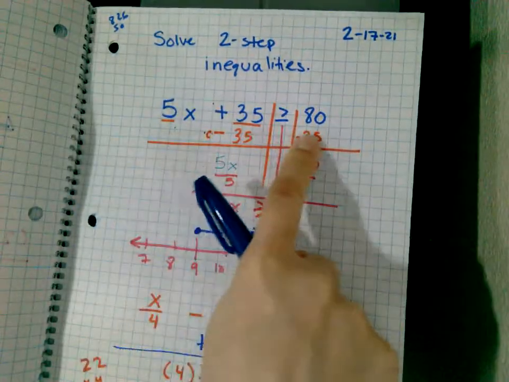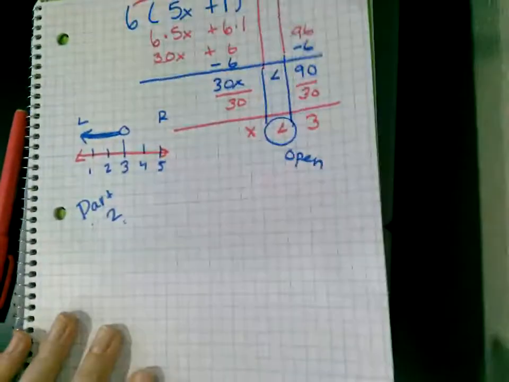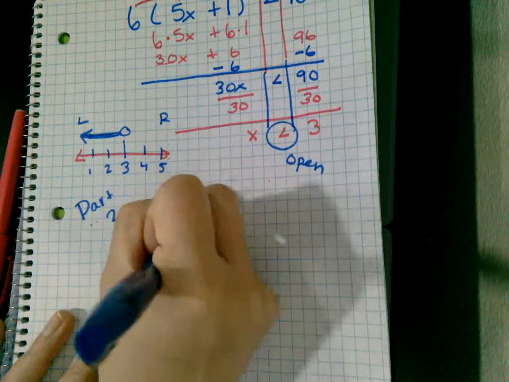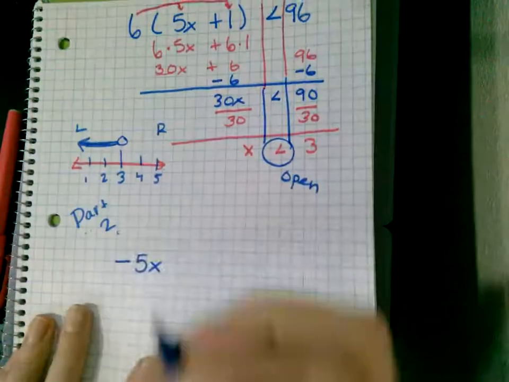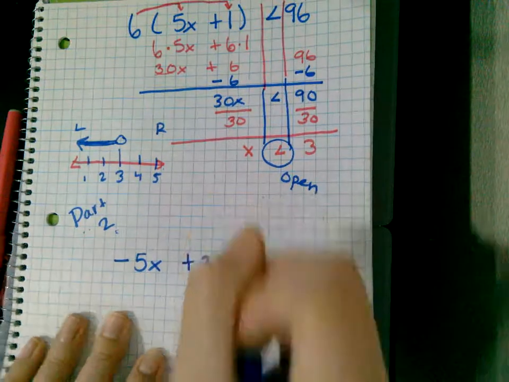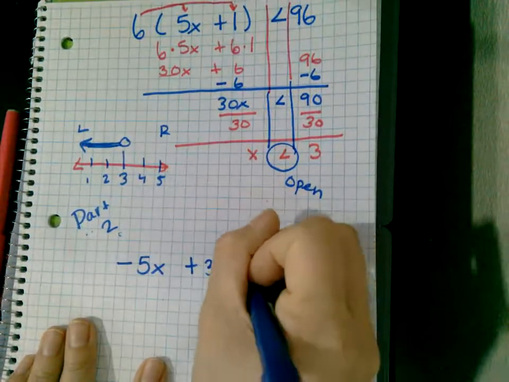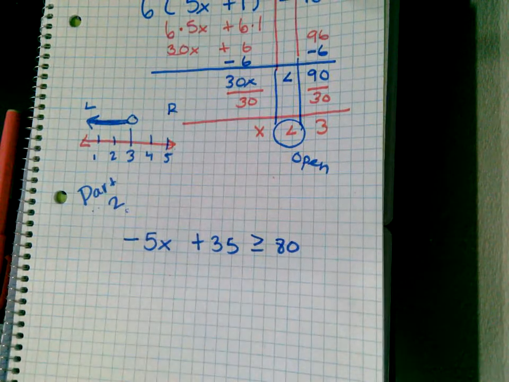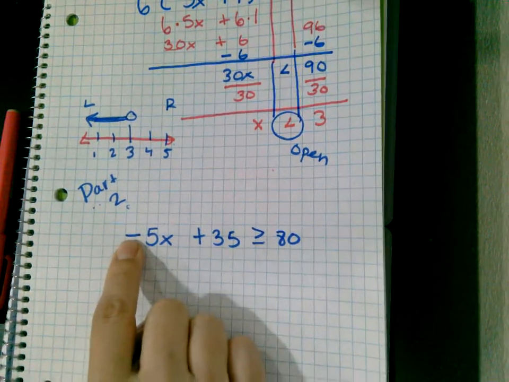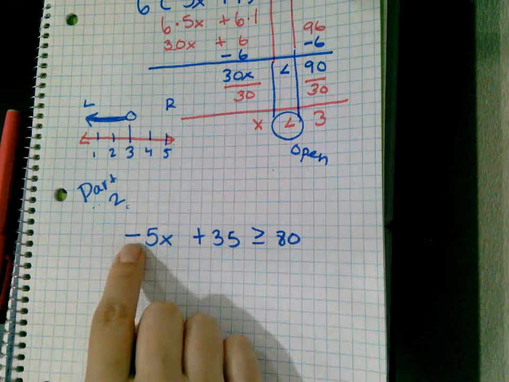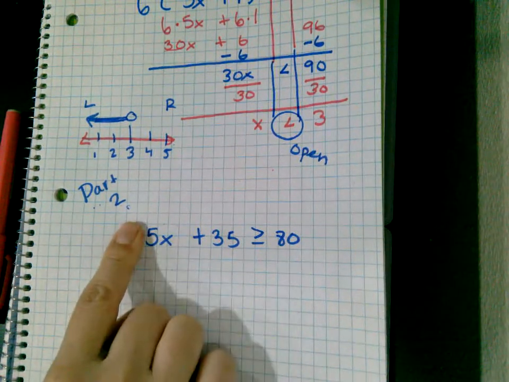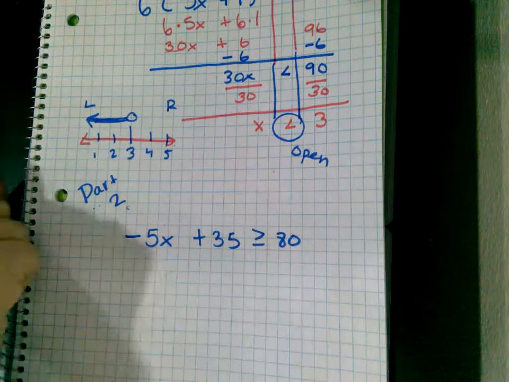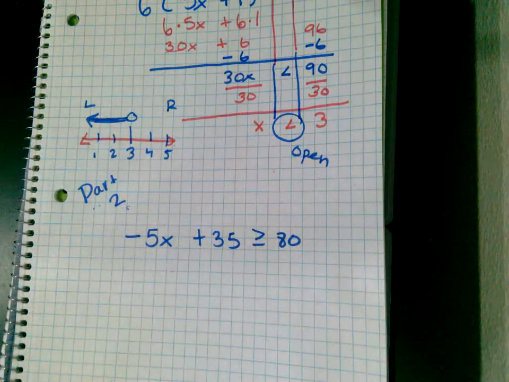What I'm going to do is take the problem we did last week and change something. I'm going to do negative 5x plus 35 is less than or equal to 80. The only difference between this problem and the one we did last week is this negative coefficient. Last week it was 5. This week is negative 5. How does that affect our math?